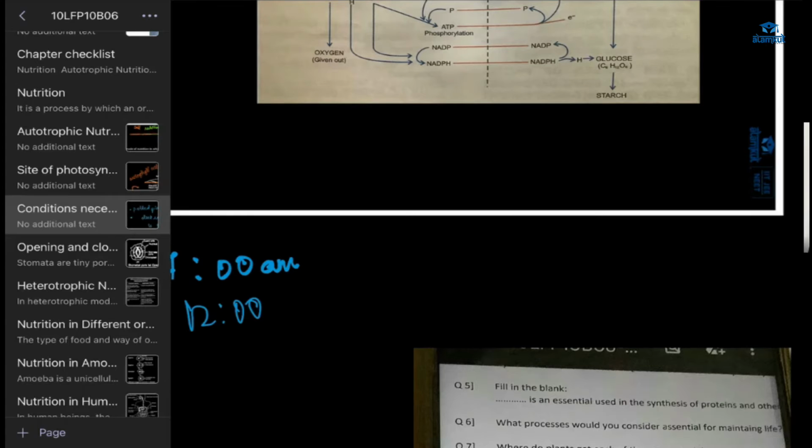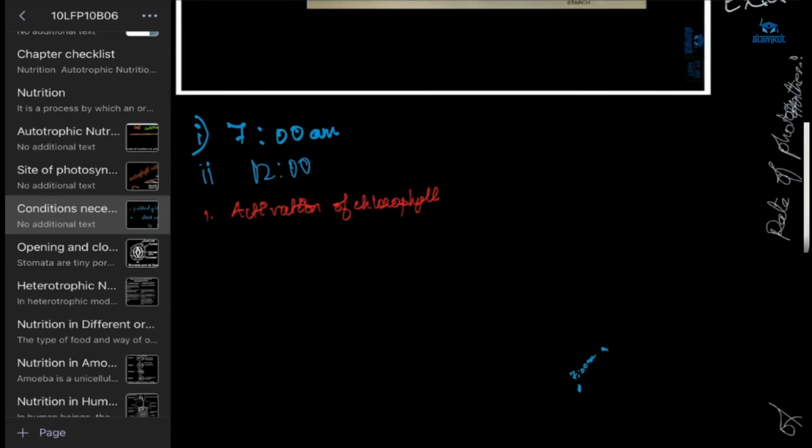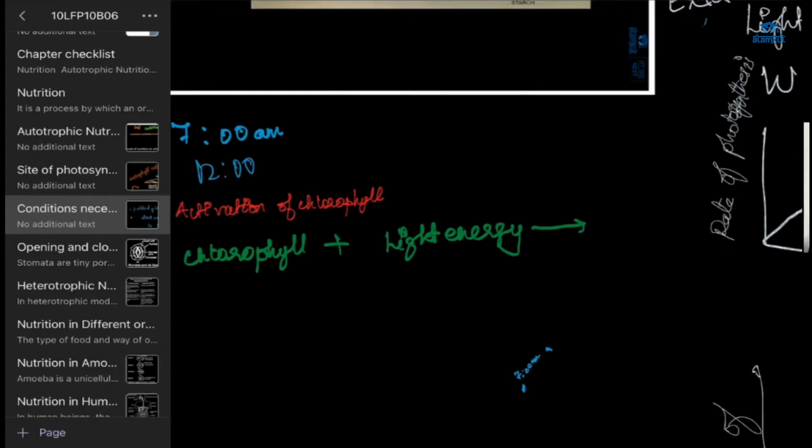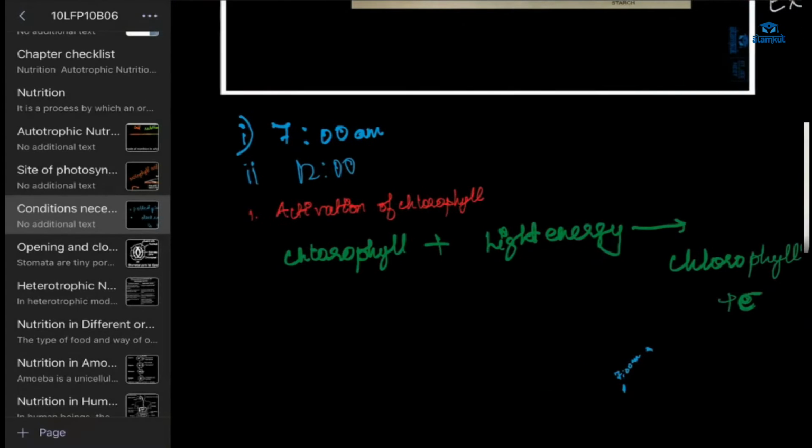In this, what happens is activation of chlorophyll. First step is activation of chlorophyll. Chlorophyll on exposure to light becomes activated. So chlorophyll plus light energy. From the sunlight we get light, right? What happens? Chlorophyll gets activated and energy is released. We get photons, electrons. Next, what happens?